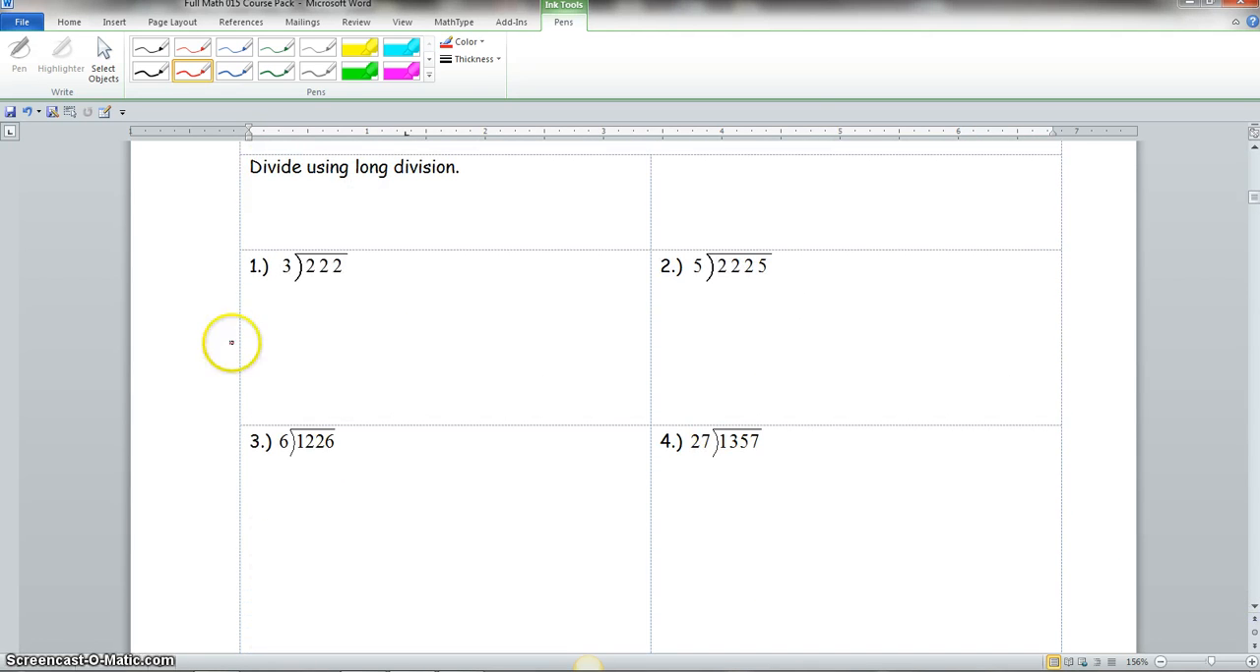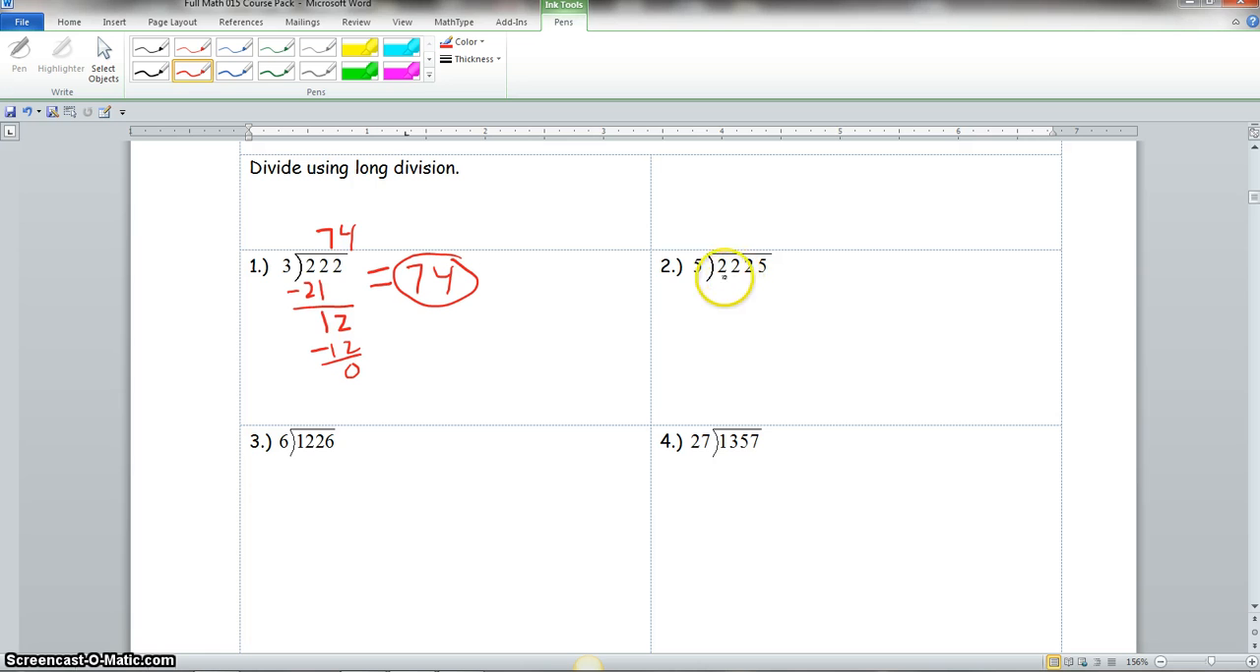Okay, now we start here with number 1. First, we take this 3. We say, how many times does 3 go into 2? It does not. But 3 does go into 22, and that's 7 times. 7 times 3 is 21, and we subtract. 22 minus 21 is 1, and we bring down our 2. So now we ask ourselves, how many times does 3 go into 12? It goes in 4 times. 4 times 3 is 12, and 12 minus 12 is 0. So since we have no remainder, our final answer is 74.